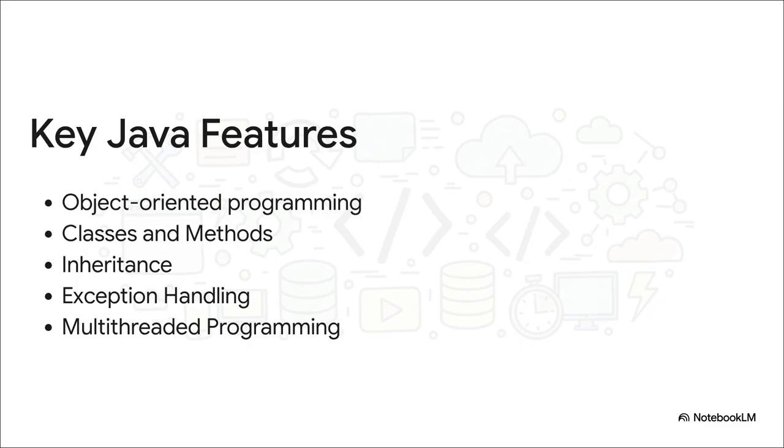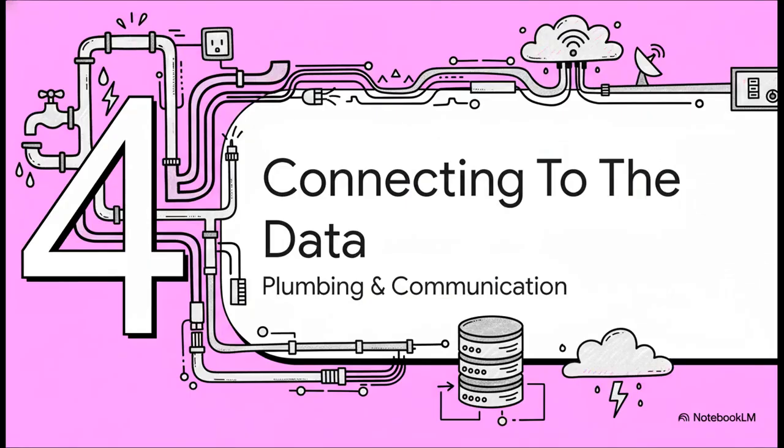We're talking about object-oriented programming, which is kind of like using reusable Lego bricks to build complex things really fast. There's exception handling, which is like an emergency safety net to keep the app from crashing. And then there's multi-threaded programming, which is this wild ability for the application to do multiple things at the exact same time. Okay, so we have a beautiful house front and a powerful engine in the back.